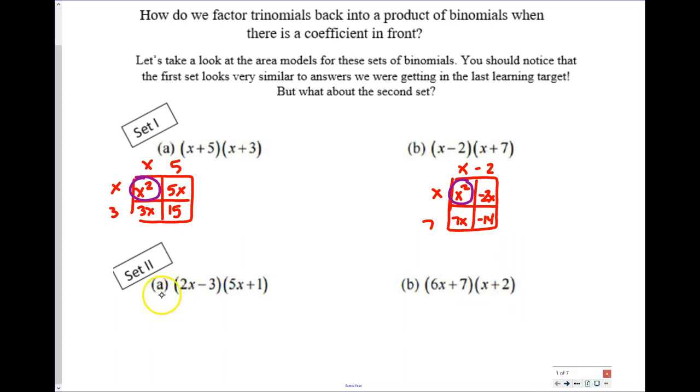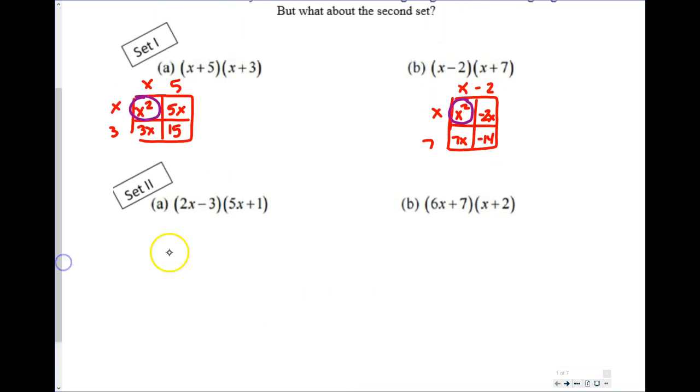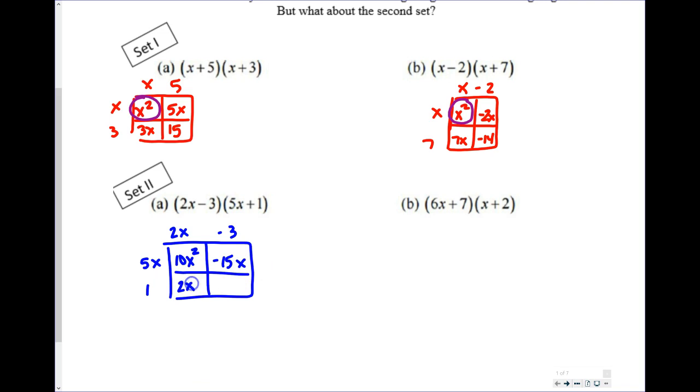So take a look at set number 2. When I do an area model for these, I've now got a little bit of extra numbers going around. So this becomes 10x squared, this becomes negative 15x, this becomes 2x, this becomes negative 3. And over here, when I make this area model, I get 6x squared, 7x, 12x, and 14. So what I want us to notice is that in this upper left box, we don't just have x times x, right? We've got a 2 and a 5 here. Same thing here. We don't just have an x and an x, we have a 6x and an x.